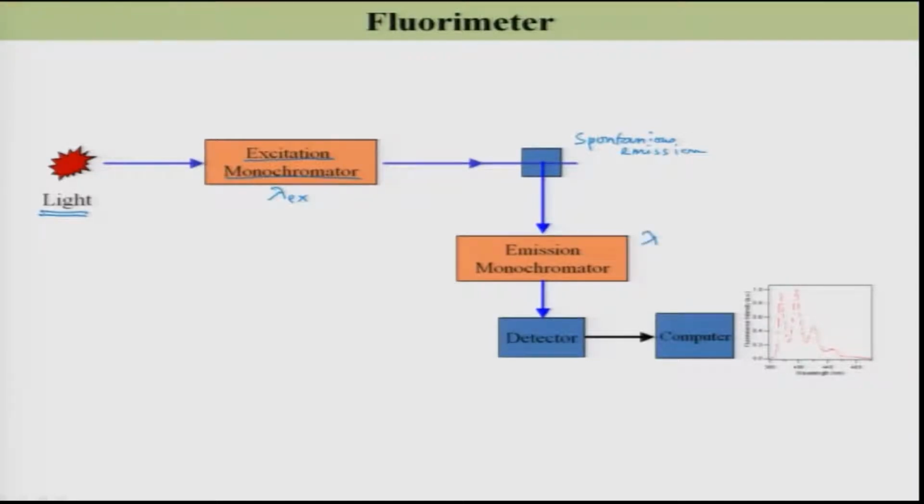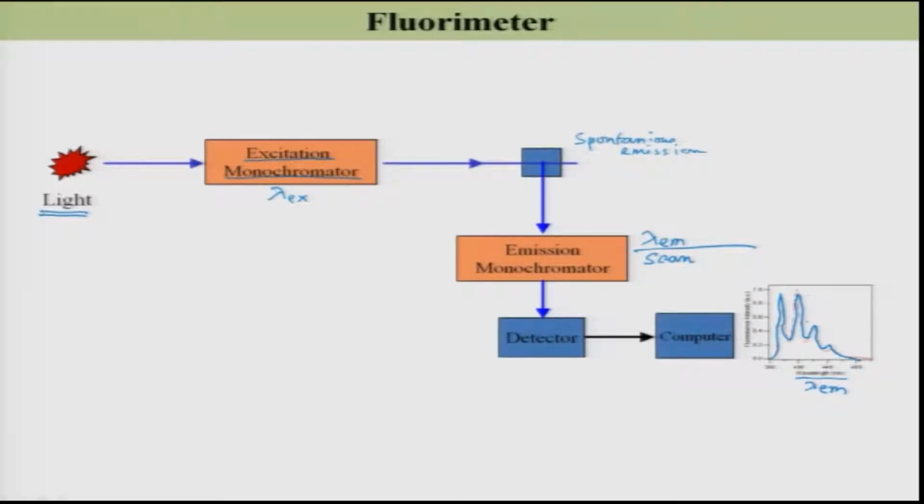Here is my lambda emission set by this emission monochromator, and we need to scan it starting from a lower value to a higher value or higher to lower at your wish. No problem. Then this detector signal is collected in a computer, and what I have shown here is lambda emission plotted against fluorescence intensity. In this case what you will see is a nice fluorescence band like this. This is for anthracene, and so you get this emission spectra.